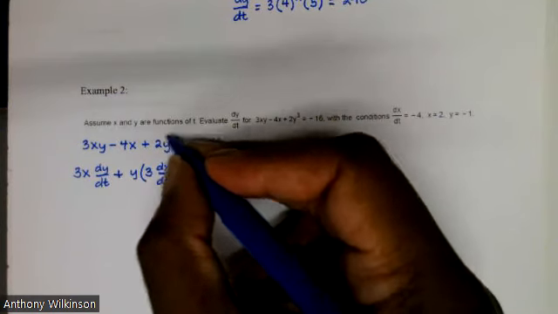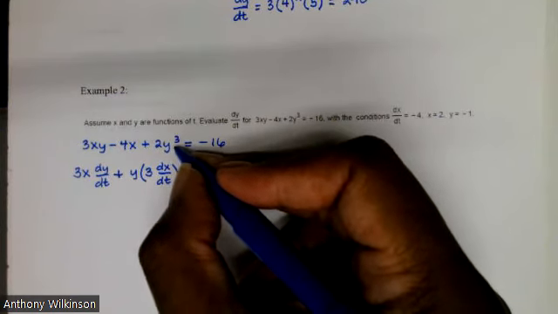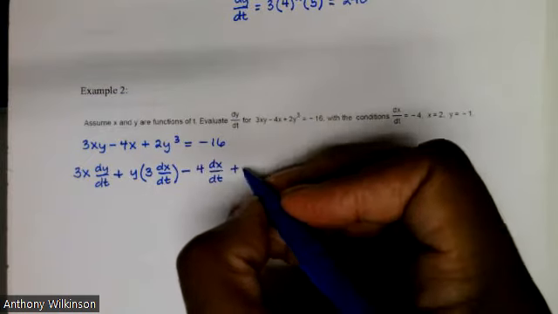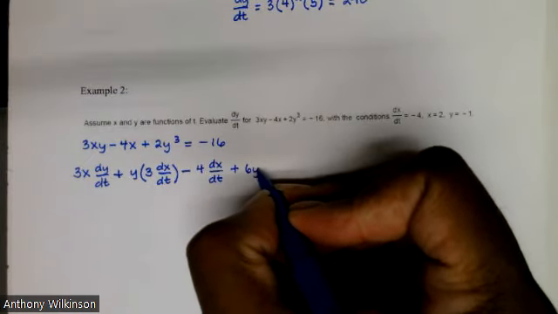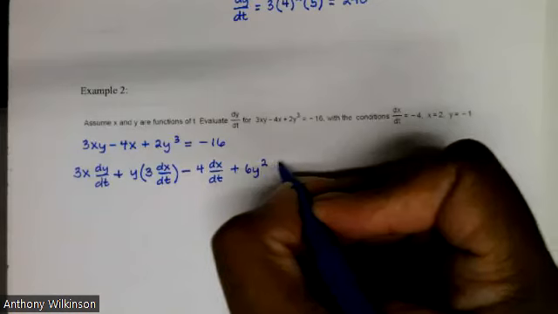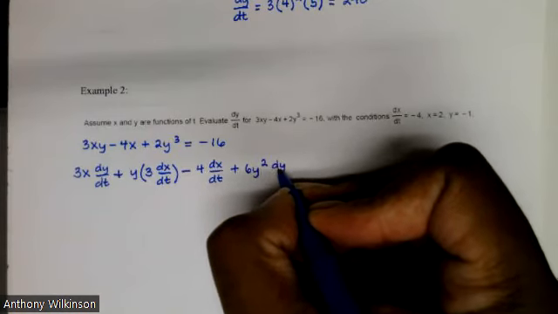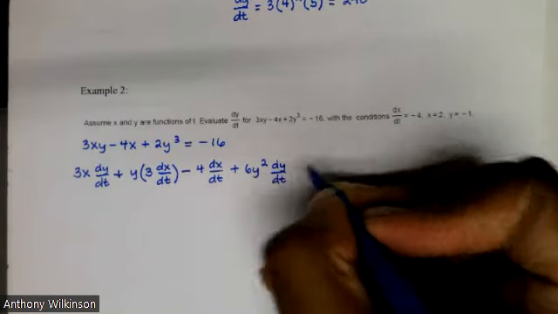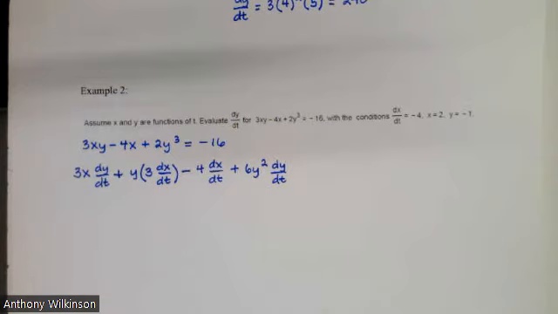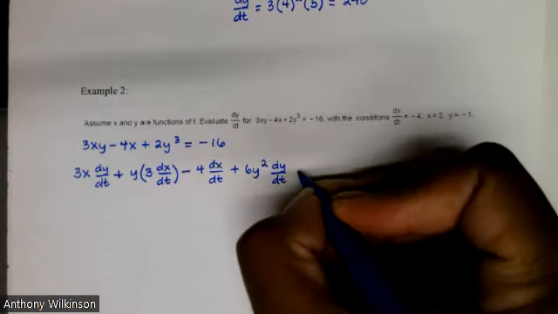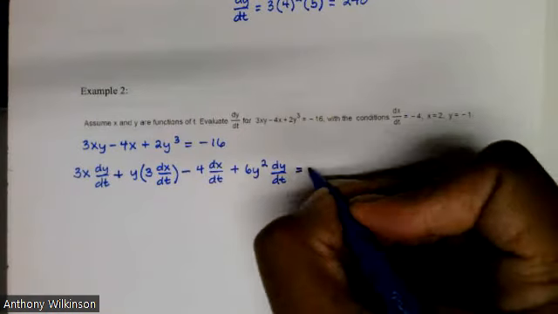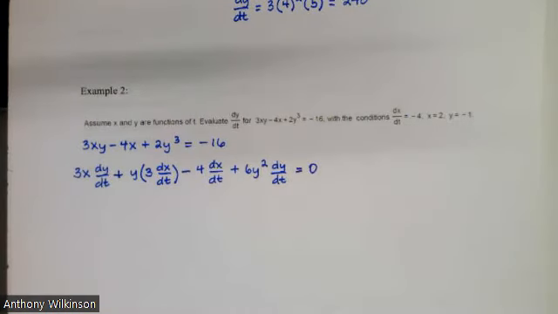Plus the derivative of 2y cubed. Bring this exponent down, multiply by 2, you'll get 6. Copy the y down to one less power, it'd be y squared. But again, it's being differentiated with respect to time, so I need dy/dt. Equals the derivative of a constant, negative 16, that's 0.